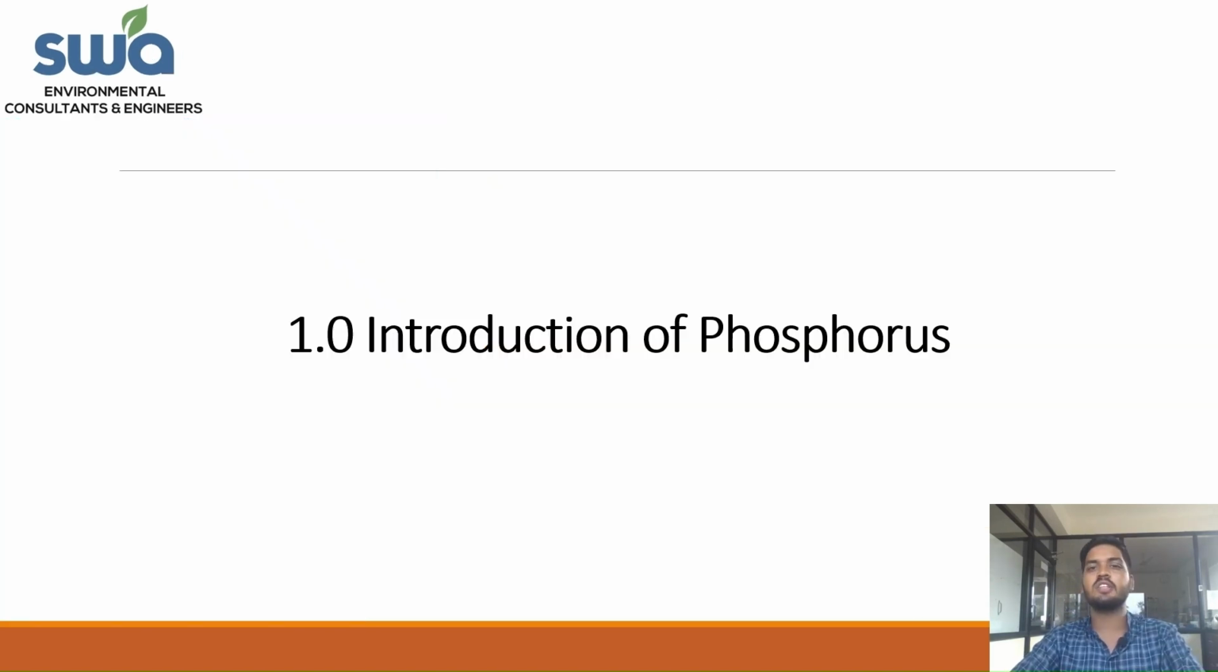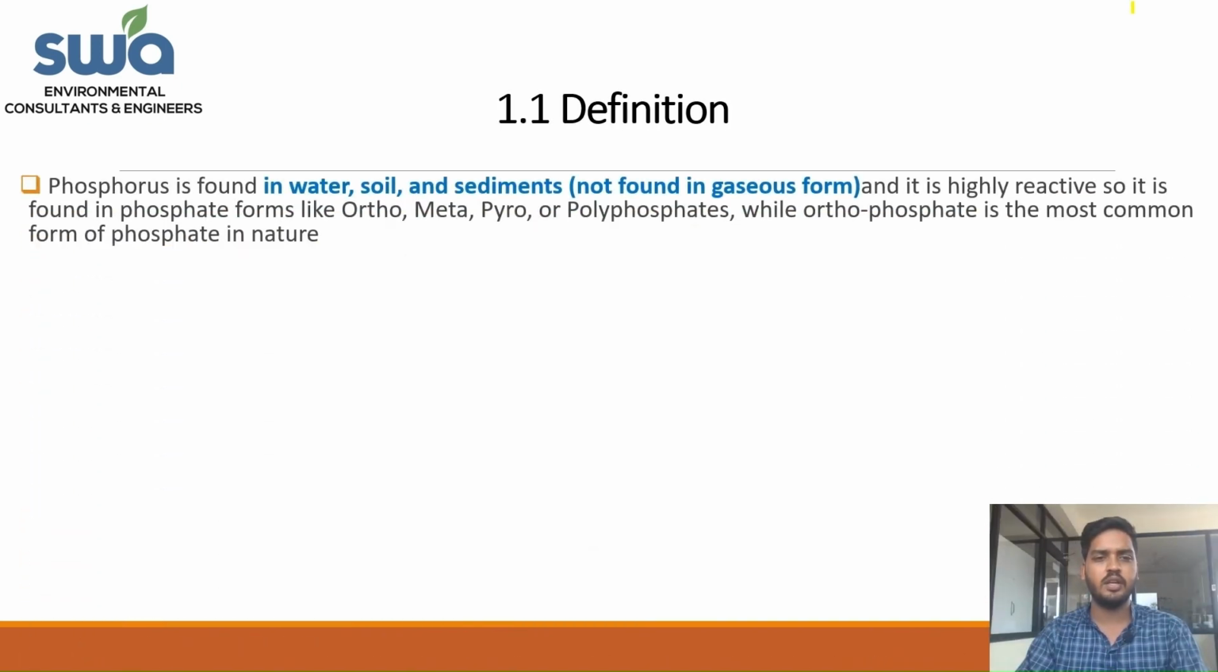So let's start with understanding the definition and some general information about phosphorus. Phosphorus is found in water, soil and sediments, but generally it is not found in gaseous form. Phosphorus is highly reactive, which is why it is always found in the form of phosphates. There are many types of phosphate available in nature, like orthophosphate, metaphosphate, pyrophosphate and polyphosphate, where orthophosphate is the most common form of phosphate available in nature.